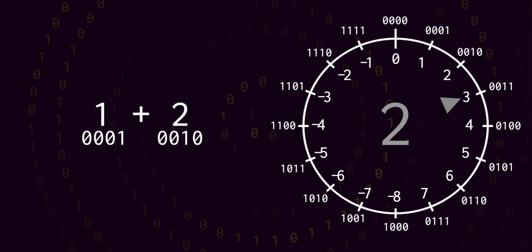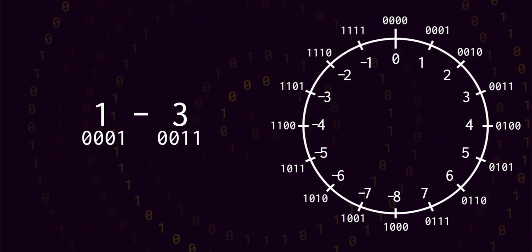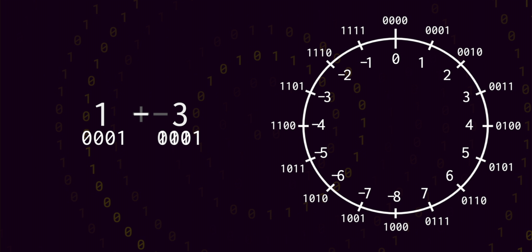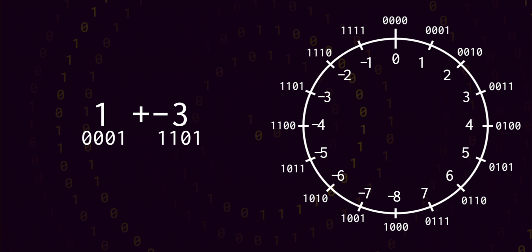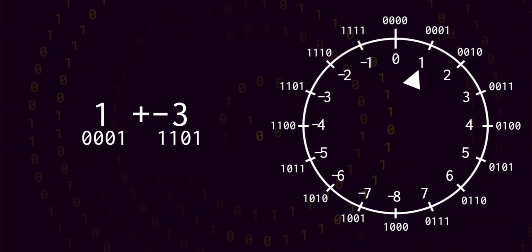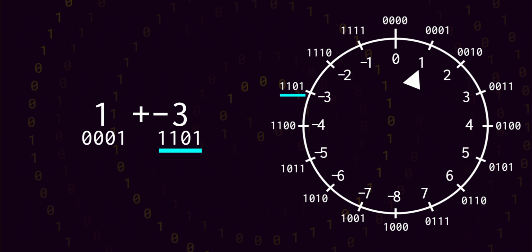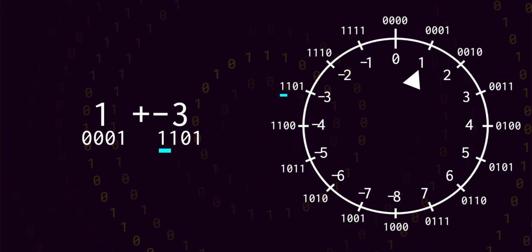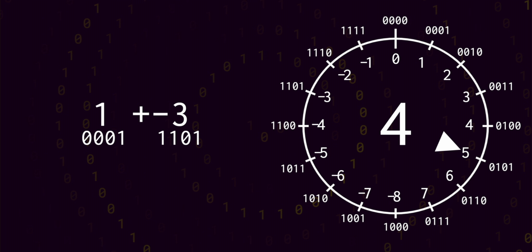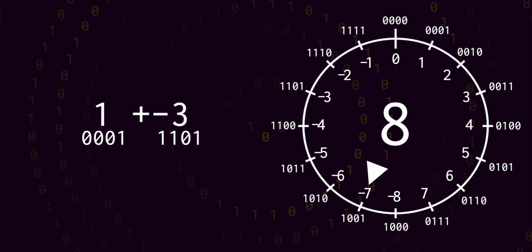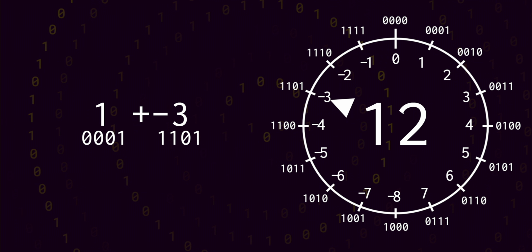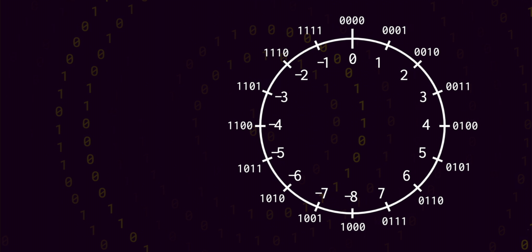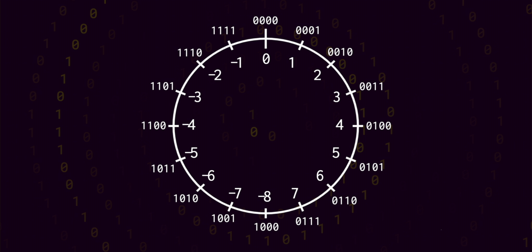But what if I want to calculate 1 minus 3? Well, 1 minus 3 is actually just 1 plus minus 3. So starting at 1, we can add 13, which is the binary number that represents -3 on this circle. If we walk 13 steps clockwise around the circle, we'll end up at -2, which is the correct answer. This is a very useful property indeed.